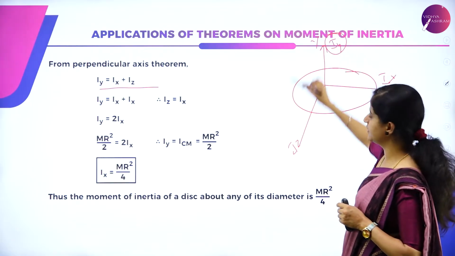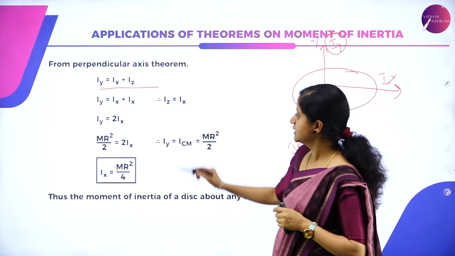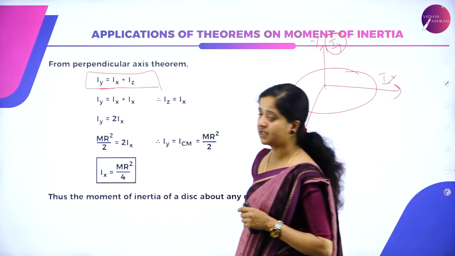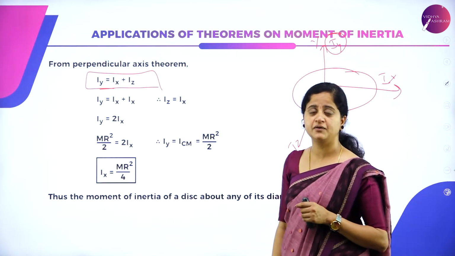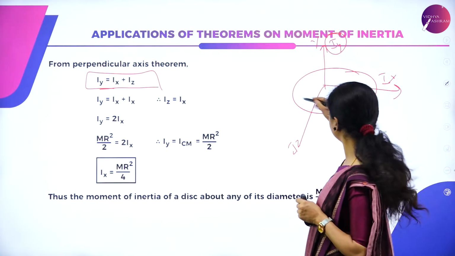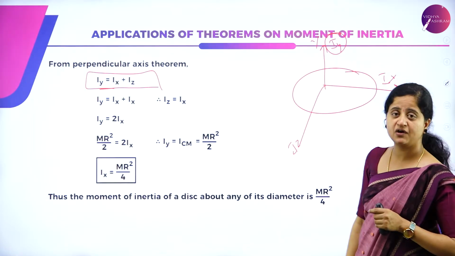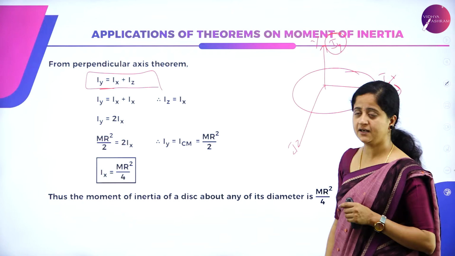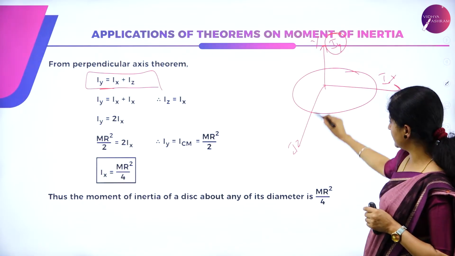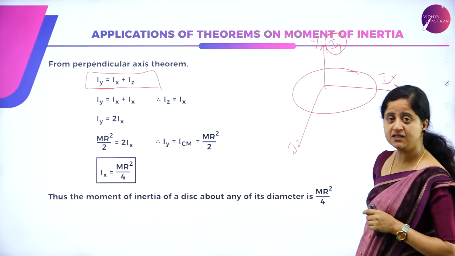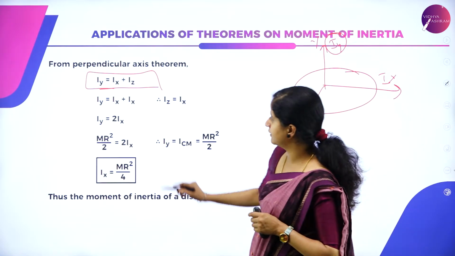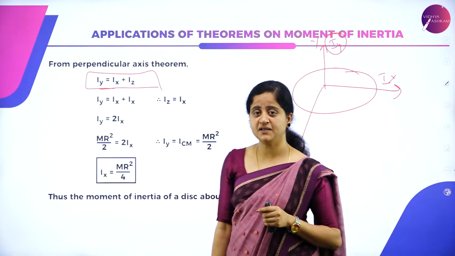So now we have to find the moment of inertia about the y-axis. From the perpendicular axis theorem we can write that the inertia about any axis which is perpendicular to the plane is equal to the sum of the moments of inertia about the other two mutually perpendicular axes. That is Ix plus Iz, which are mutually perpendicular. So Iy is equal to Ix plus Iz.